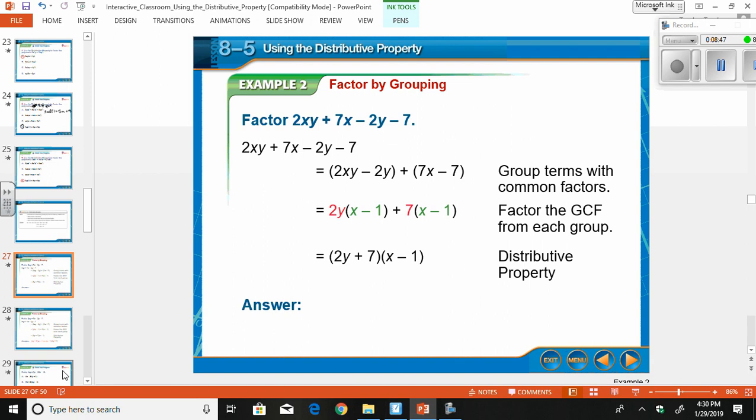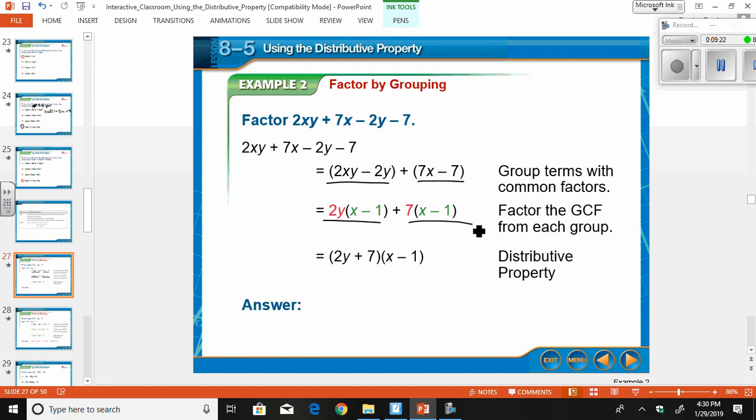So 2xy plus 7x minus 2y minus 7. So looking at this, you could put the 2xy and the 7x together, but then the 2y and the 7 don't really make sense. I could get the 2y with the 2xy, and I could take out a 2 and a y, and the 7x and the 7 have a 7 in common. So regrouping this to where it's 2xy minus 2y, and 7x minus 7. So I'm looking for that pattern of things that they have in common. I can take out a 2y, I'm left with x minus 1. I can take out a 7, I'm left with x minus 1.